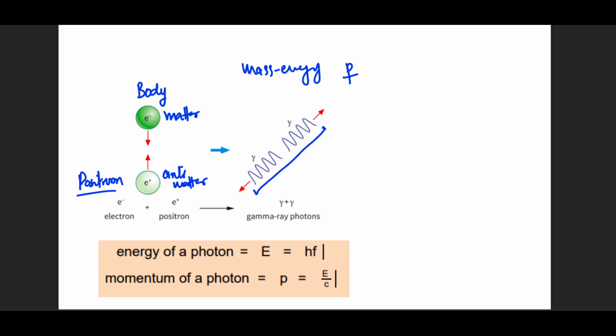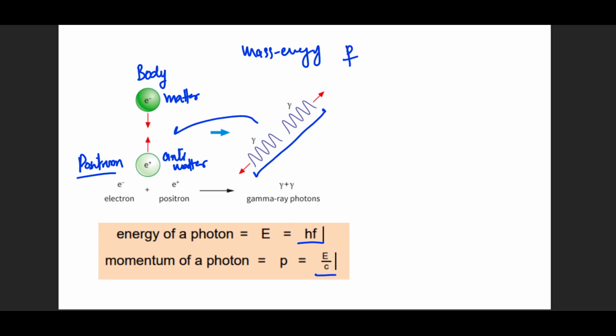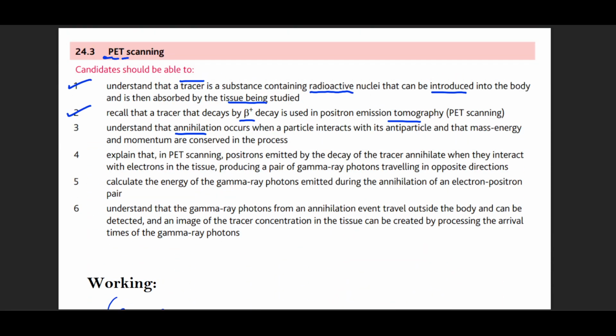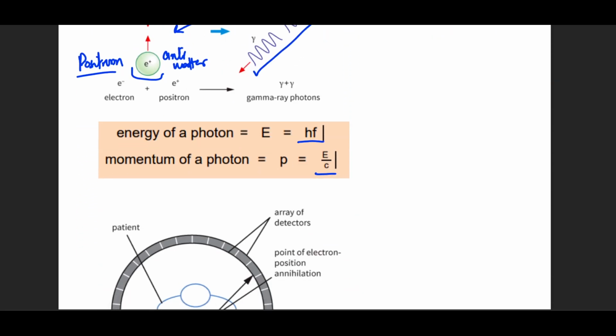Hence, we get to this conclusion that the energy and the momentum of the photons will exactly be equal to the energy and mass of the particles that are interacting, which is this electron and this positron. Okay. All right. So we understand point number 3 as well. Point number 4 is that in PET scanning, the positron emitter decays, and the positron and an electron annihilate. They interact and produce gamma ray photons. We have discussed that point as well. We can also calculate the energy of the gamma ray photons emitted during the process using this equation, which is going to be a part of your syllabus.